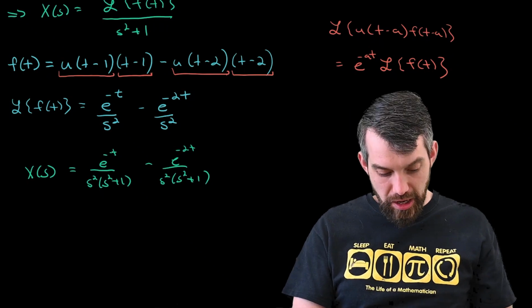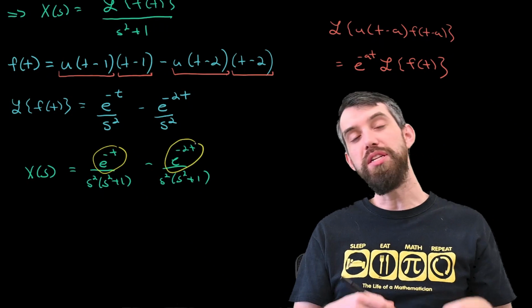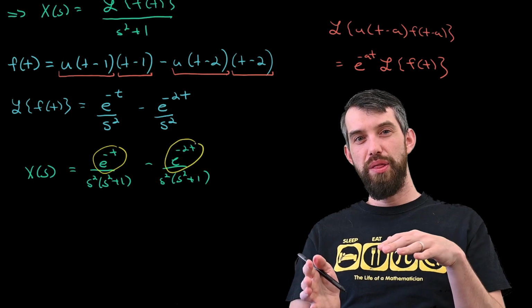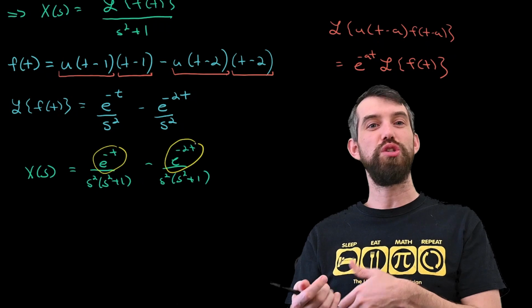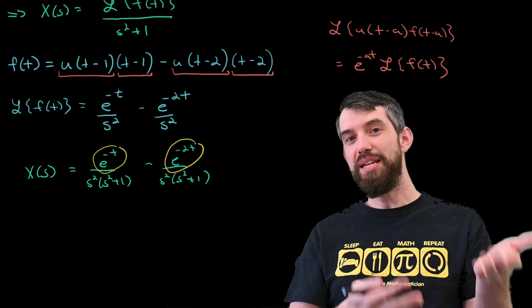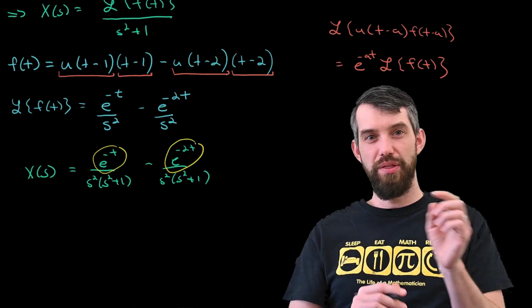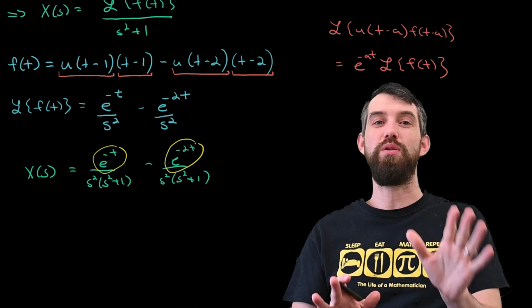Well, the e to the minus s and the e to the minus 2s parts, I'm not so worried about. Those are going to be very similar to just what I did. They're going to introduce a step function and denote some sort of shift. Those are going to be dealt with basically exactly what we just did.